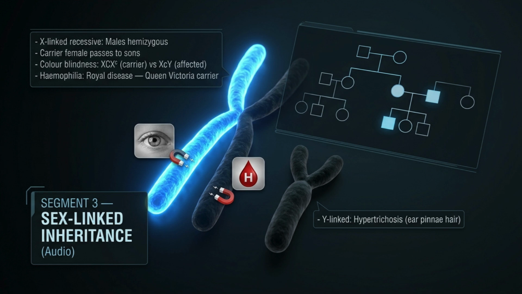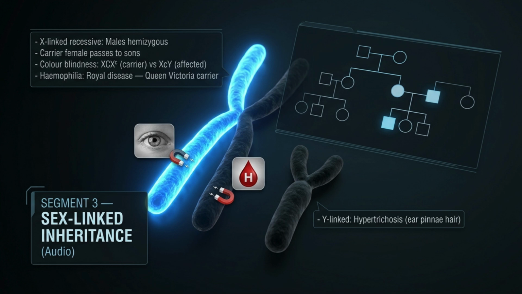A woman needs 2 copies of the recessive allele to be affected, XCXC. A carrier female, XCX, has normal vision but passes it on. Haemophilia A, factor VIII deficiency, same story. Queen Victoria was a famous carrier. Her sons developed hemophilia, her daughters became carriers who spread it to royal families across Europe.